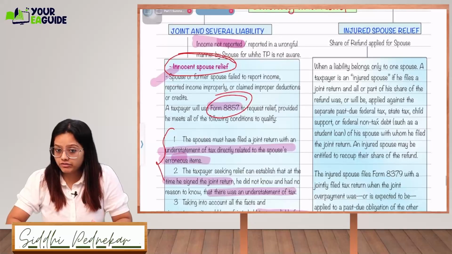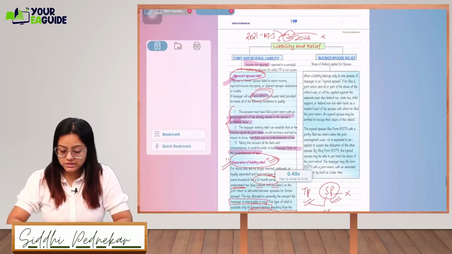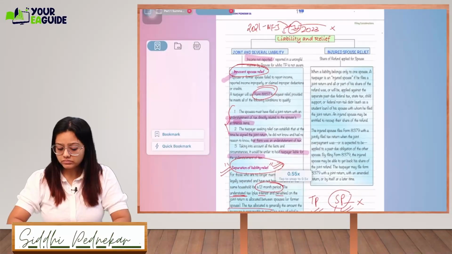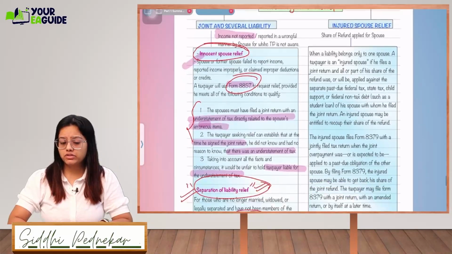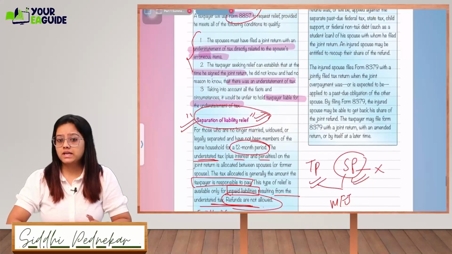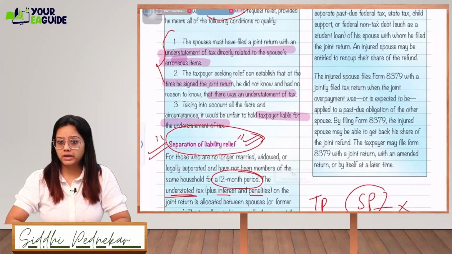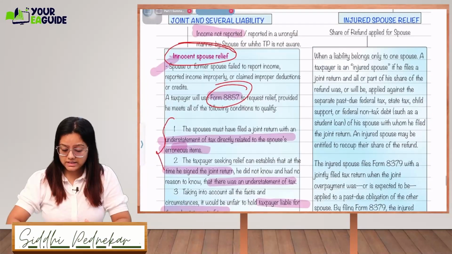Okay, if you're reading from the Glen book, if you do this much chart, that is enough. No need to read the whole theory again and again. Just understand the meaning of these three terminologies, understand what are the criteria mentioned over there. Okay, next is injured spouse.